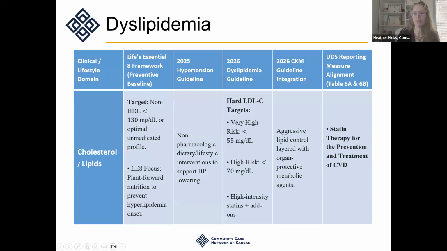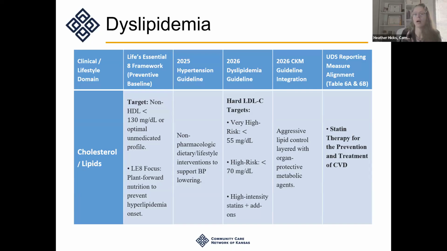All right, let's move on to dyslipidemia. So this, cholesterol, lipids, dyslipidemia, is going to look across the five different new things that have come out around all of these health conditions in the last little over a year. So around cholesterol and lipids, the general target for patients is 130 unmedicated.